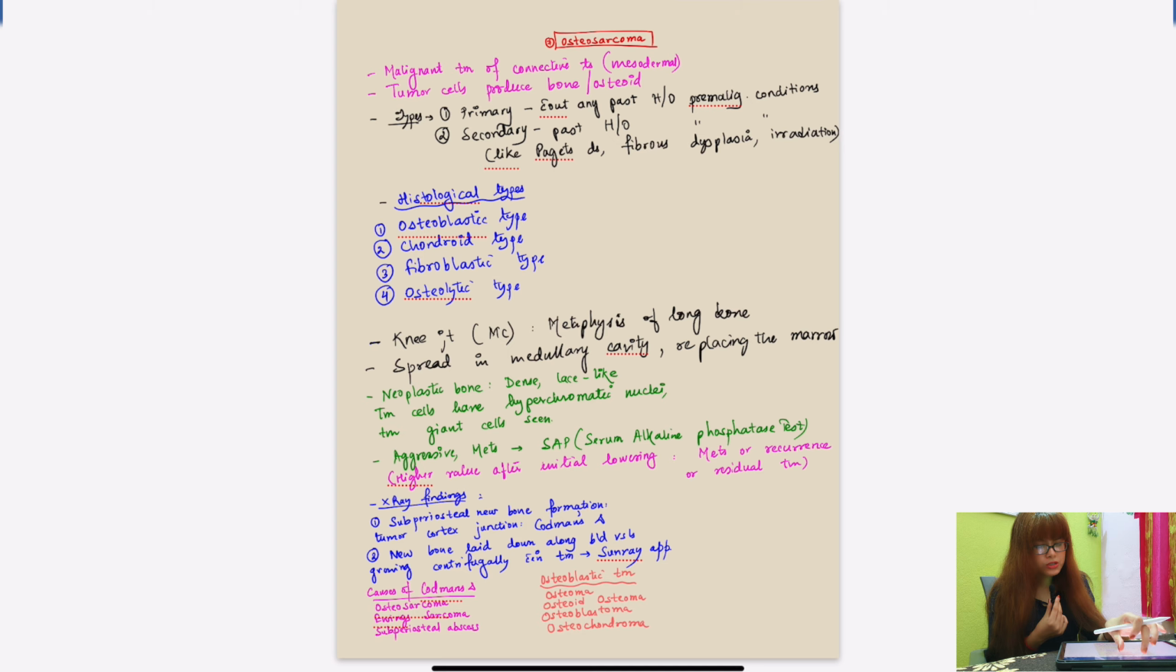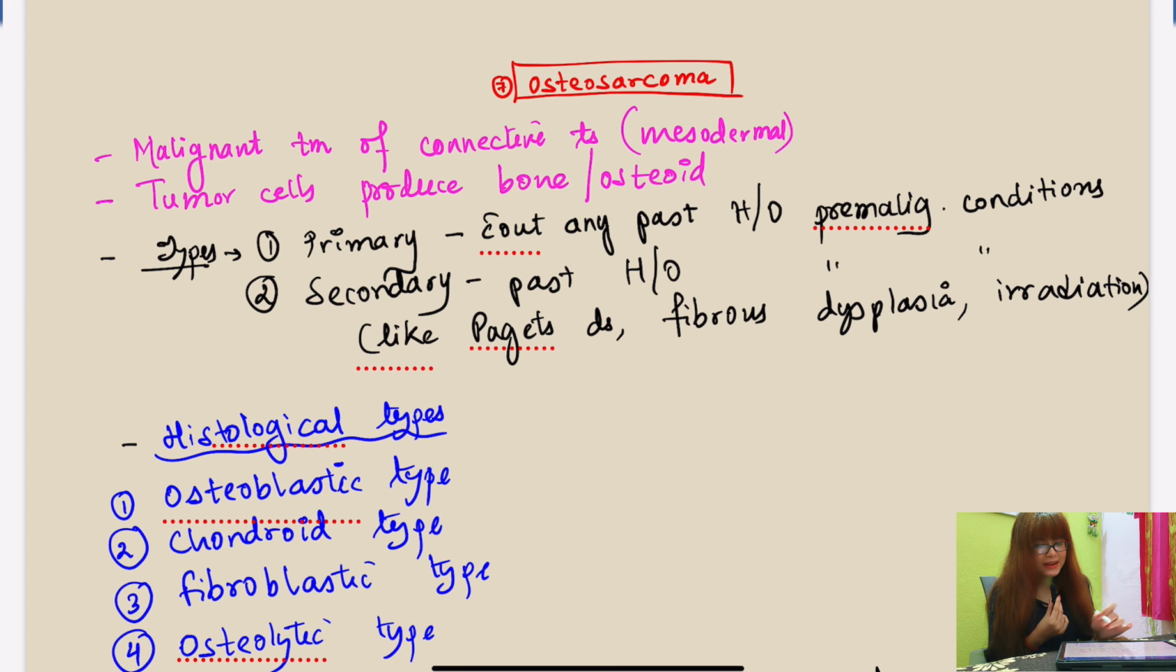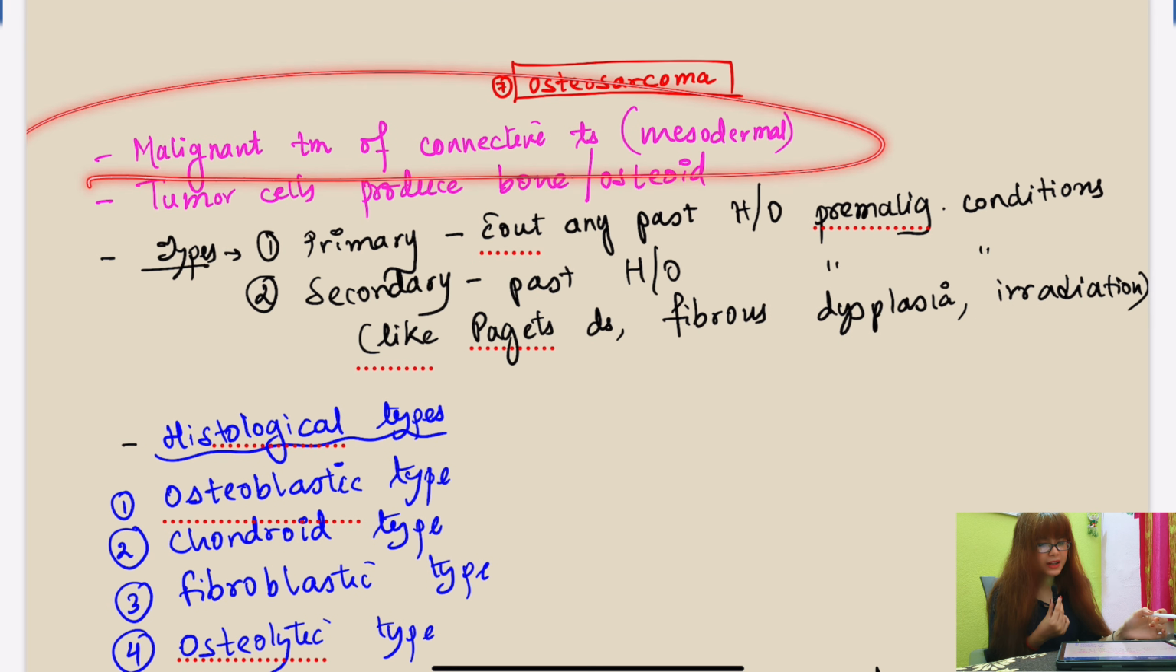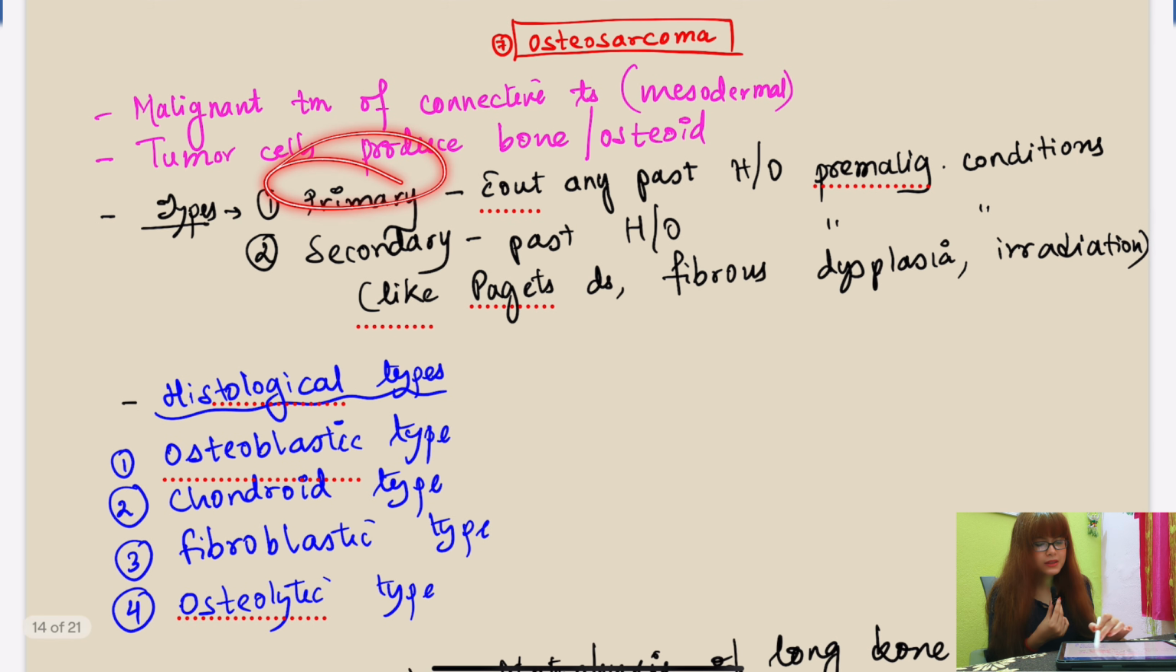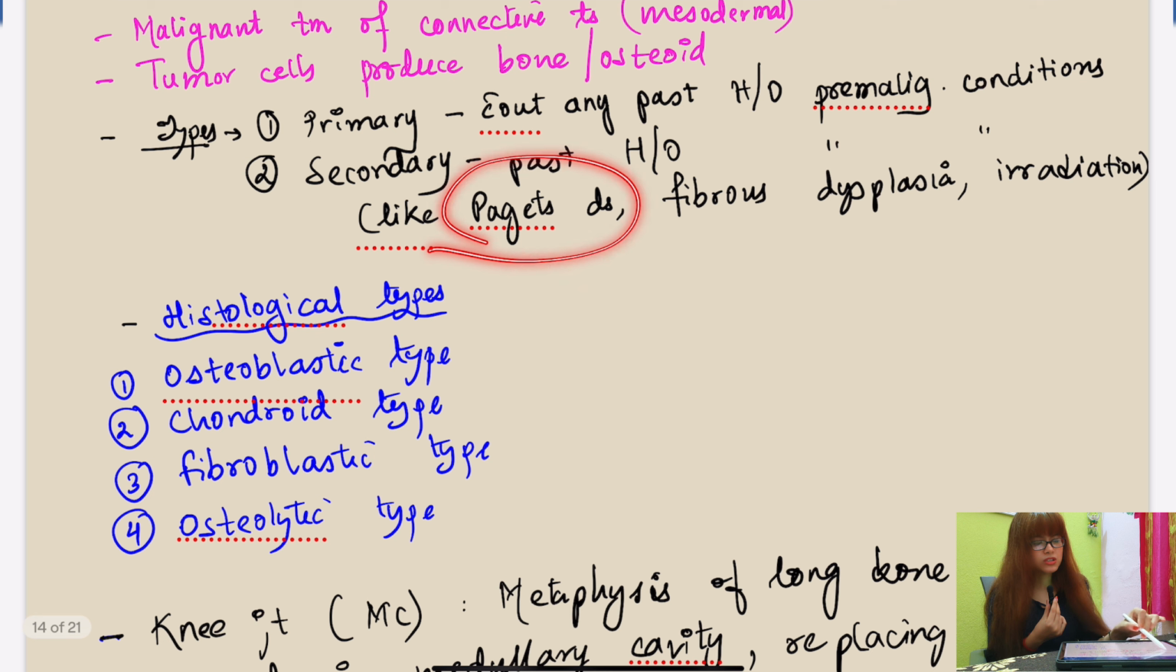Now coming to osteosarcoma, very important topic. It is a malignant tumor of the connective tissue which is of mesodermal origin. The tumor produces bone or osteoid because it is a defect in the osteoblast. So it's an osteoblastic tumor. It will produce the bone. Now there are two types, primary and secondary. Primary means there is no history of any pre-malignant condition, but secondary means there is a history of pre-malignant conditions like Paget's disease, fibrous dysplasia, etc.